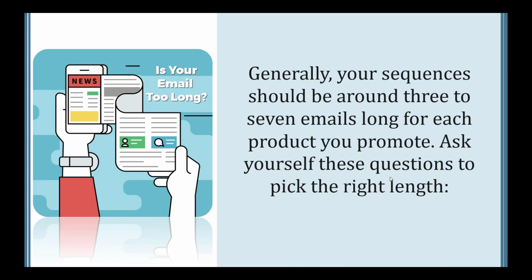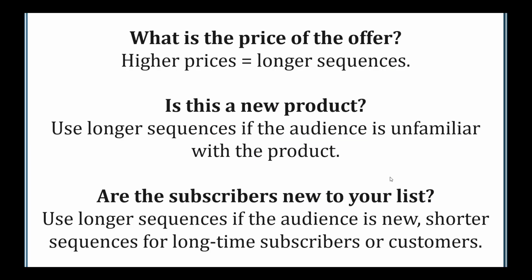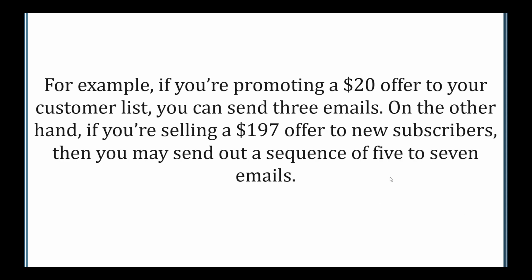Next, pick the right sequence length. Generally, your sequences should be around 3 to 7 emails long for each product you promote. Now ask yourself these questions to pick the right length. What is the price of the offer? Higher prices equals longer sequences. Is this a new product? Use longer sequences if the audience is unfamiliar with the product. Are the subscribers new to your list? Now use longer sequences if the audience is new, shorter sequences for long-time subscribers or customers.